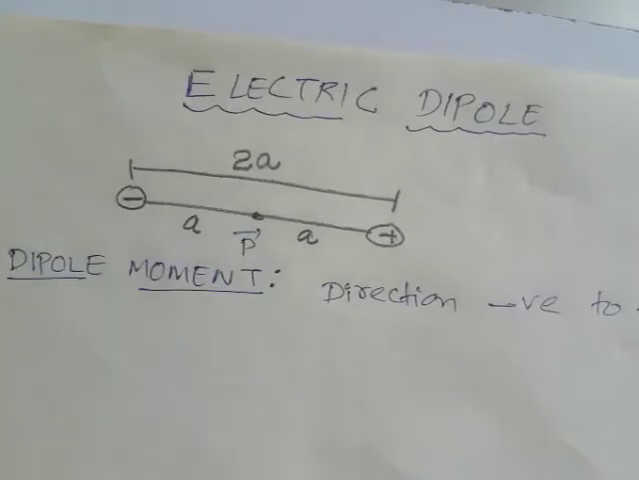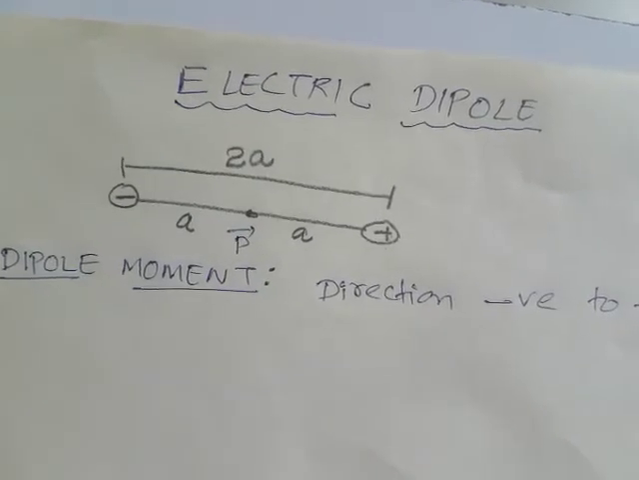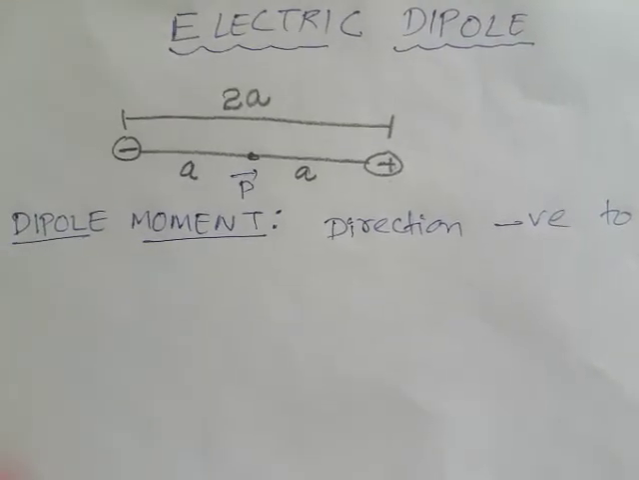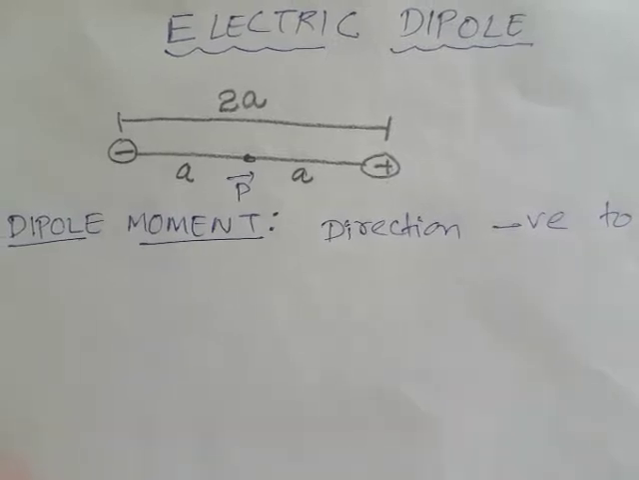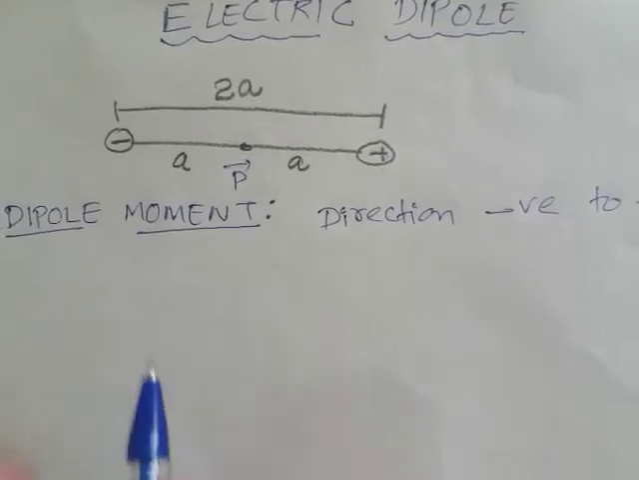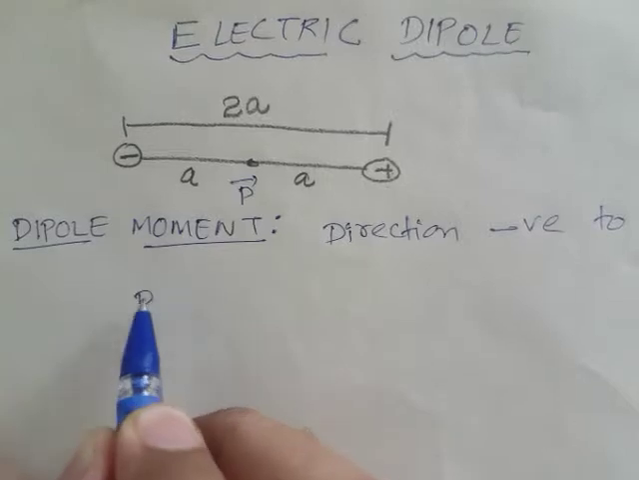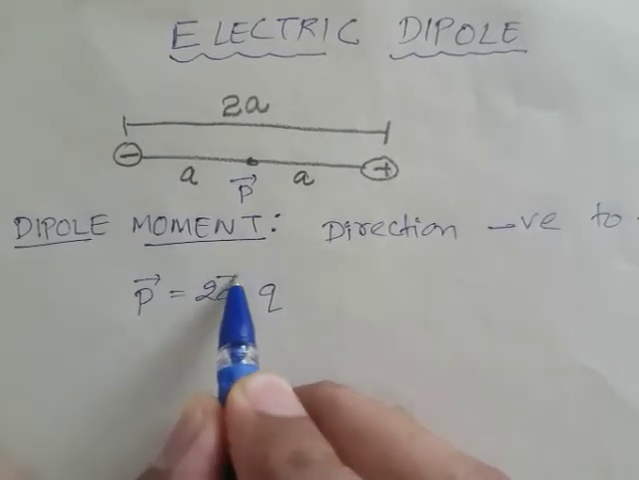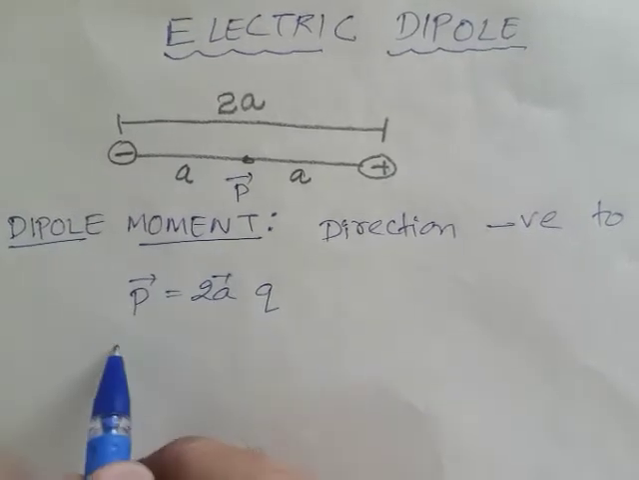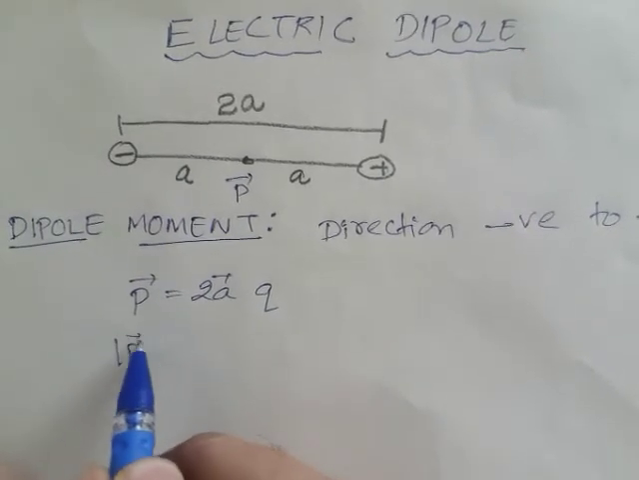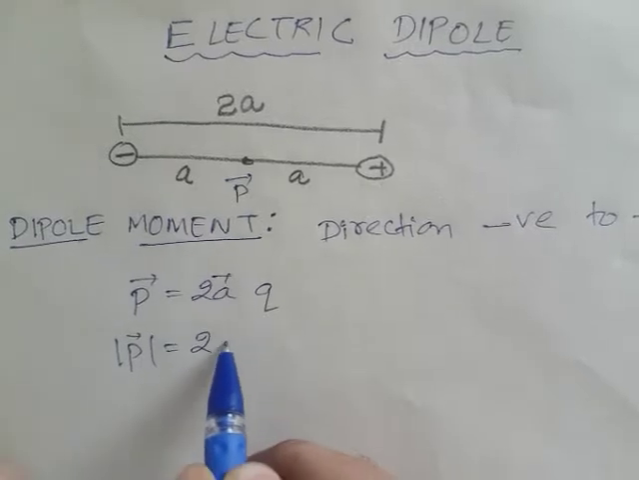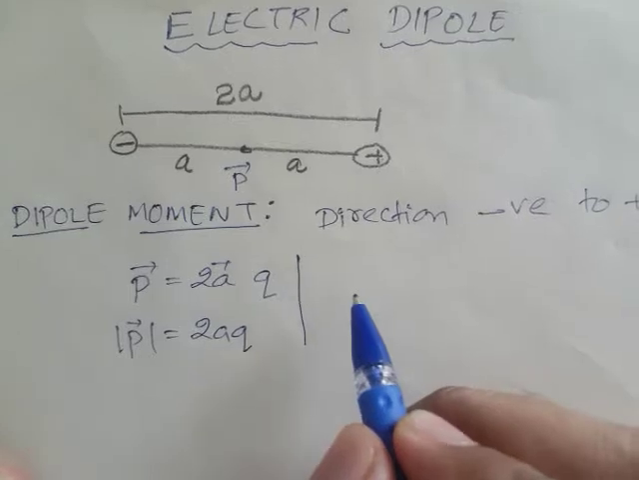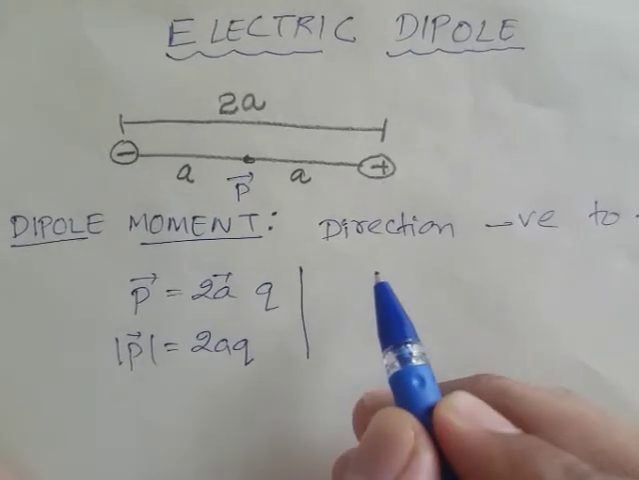Okay, so if I need to draw a dipole moment, I can write a small p with an arrow over it, and we can take the magnitude of either of the charges and the distance between them, that is our dipole moment. So p equals 2aq. If the magnitude is asked, then we can also write 2aq simply.